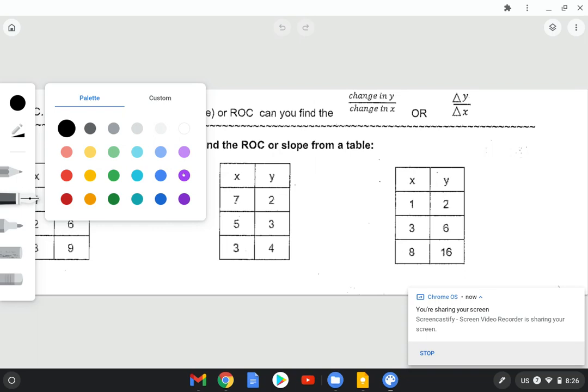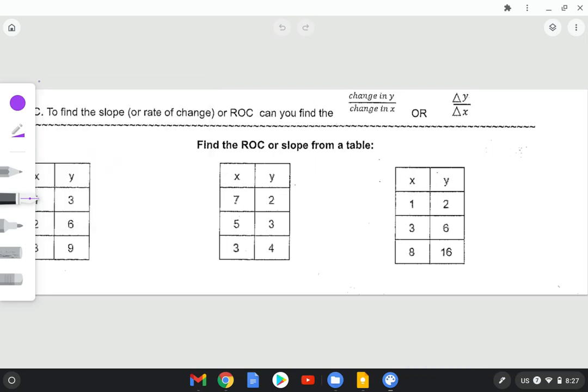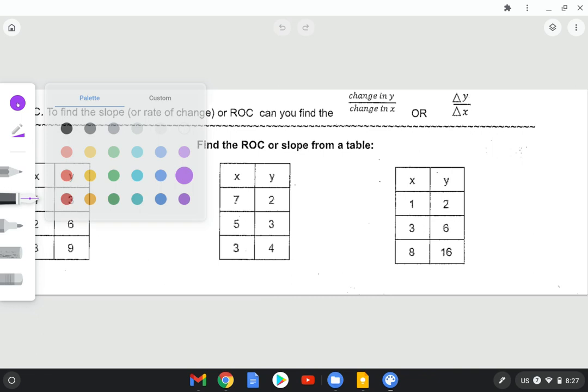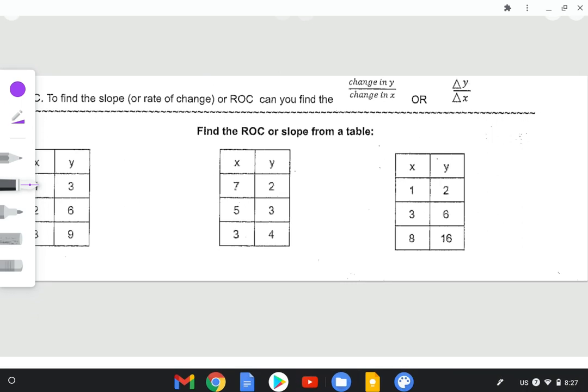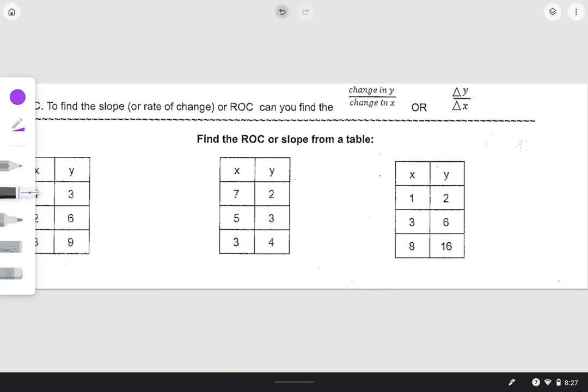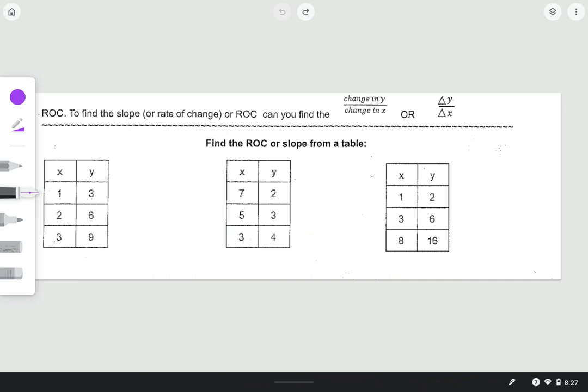All right, guys, I'm here to remind you how to find the rate of change when you have a table. To find the rate of change, or the rise, or the slope, they're all the same thing. When we first learned this, we talked about delta y over delta x. Remember, the rate of change is found on the outside, so you're doing the outside.